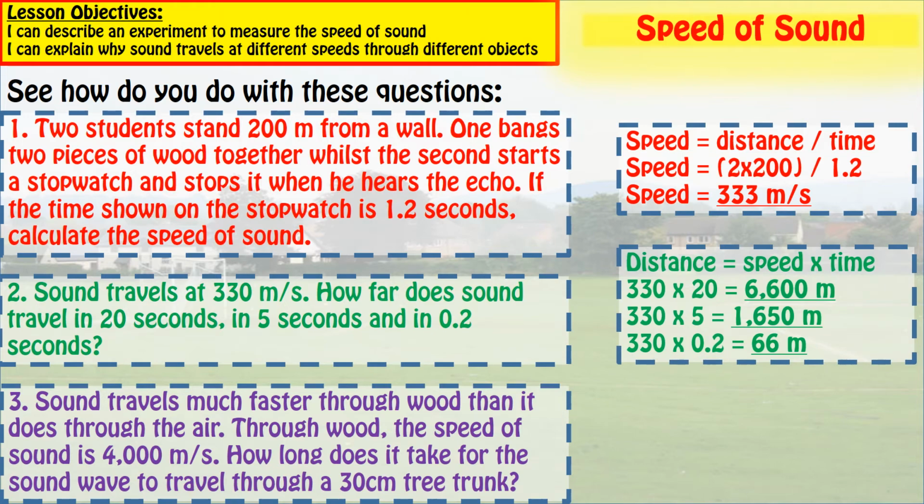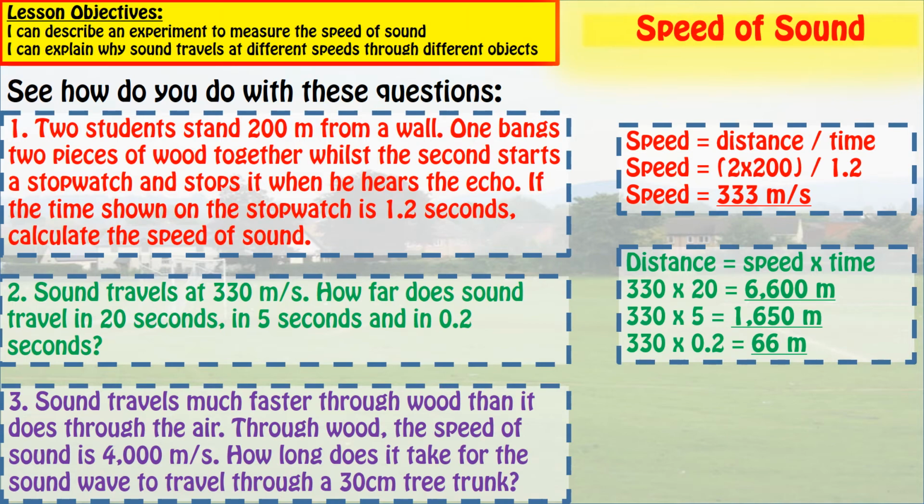Number 2. So distance is speed times time. So in 20 seconds, it travels 6,600 meters, in 5 seconds, 1,650 meters, and in 0.2 seconds, just 66 meters. So if it travels 330 meters every second, you just multiply by the number of seconds to work out how far it went.